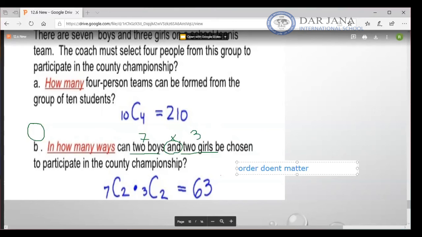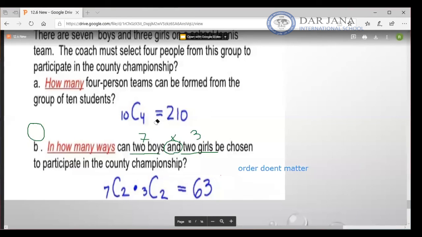So I'm going to read it like that. I'm choosing 2 boys out of 7 and I'm choosing 2 girls out of 3 to make this team. And how many different ways can I make this team? Choosing 2 out of 7 is the combination 7C2. Choosing 2 out of 3 is the combination 3C2, and "and" means multiplication. You do the work and the final answer will be 63.